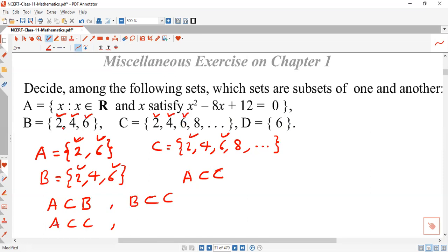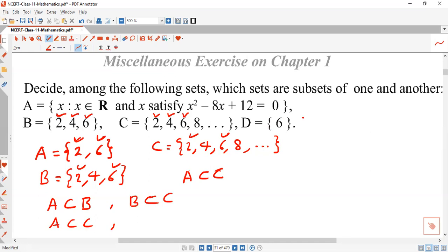Now look here. Is B a subset of A? No. Is C a subset of A? No. Is D a subset of A? No. Okay. Is C a subset of B? No.